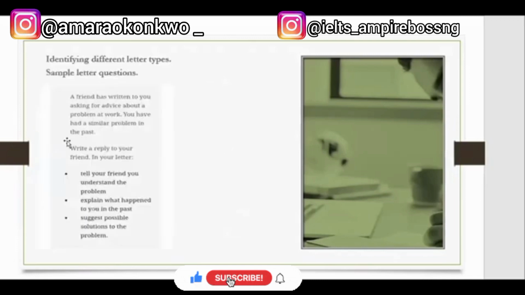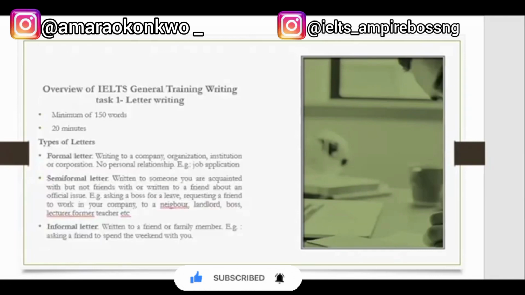So I have a question. Yeah, please go on. Is this all the types of letters that will come out in the exam, or are there particular ones that we know always come out, or do they pick at random?